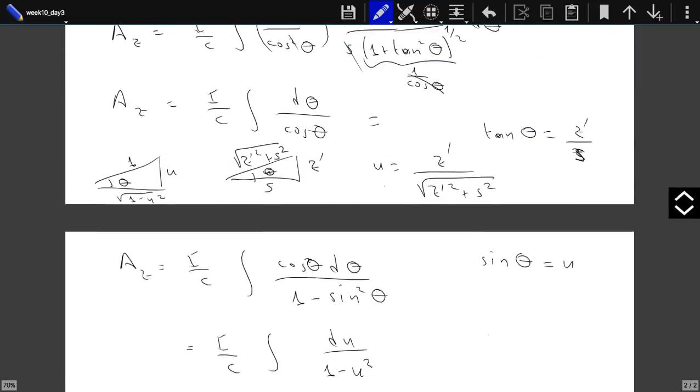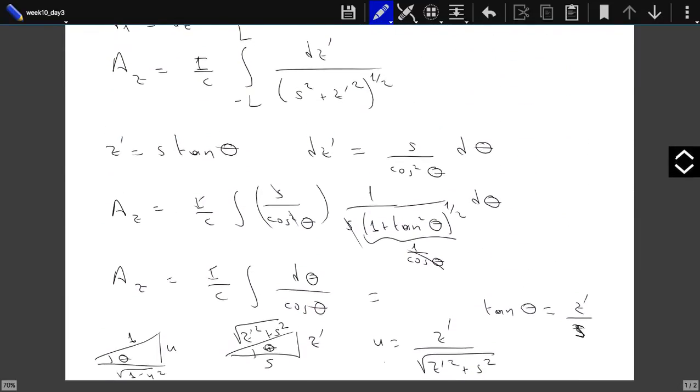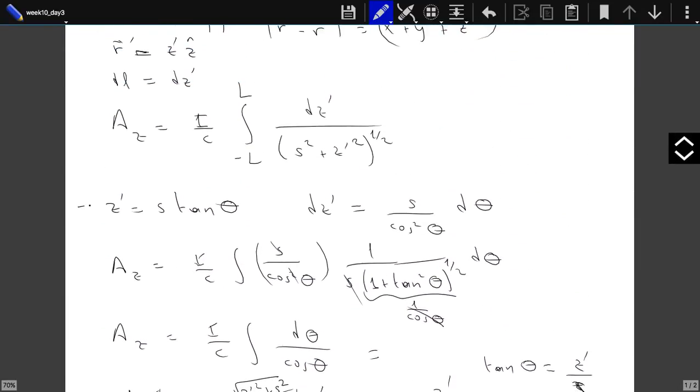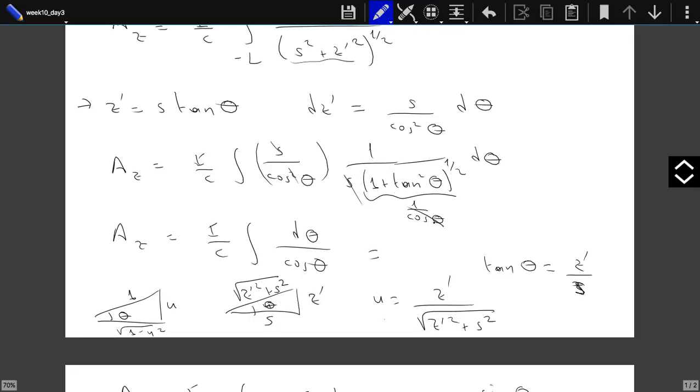Now, let's repeat what we did. So we had this integral. We first made this change of variable, z prime is equal to s tangent theta, so that inside the square root we would get 1 plus tangent squared theta, which we can just evaluate explicitly. So 1 plus tangent squared theta is 1 over cosine squared theta, and we reduced our problem to this expression, where theta and our original integration variable z prime are related by this.